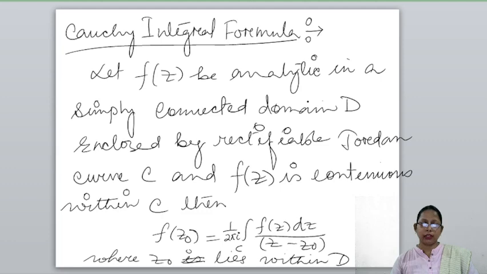f(z) is analytic in a simply connected domain D enclosed by a rectifiable Jordan curve, that is a curve without multiple points, and f(z) is analytic within C. Then f(z naught) is given by this formula, and this formula is known as the Cauchy integral formula, where z naught is any point inside D.